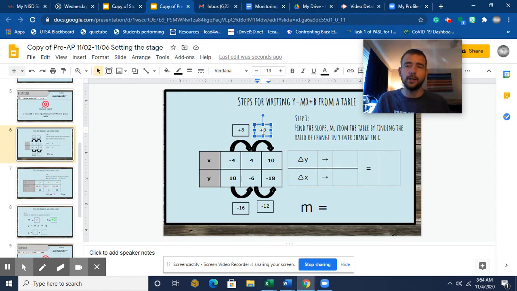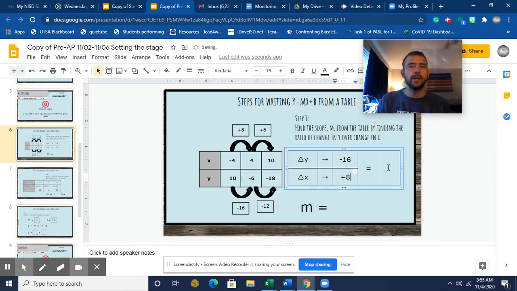So again, some keys we can look at here: I see that the y's are decreasing while the x's are increasing. So we're moving in opposite directions. That means that we have a negative slope. If we're moving in opposite directions, we're going to have a negative slope, which means our line is moving in a downward direction. So let's figure out what that ratio is. I can say negative 16 over positive 8, and I know negative 16 divided by positive 8 is going to give me a negative 2.